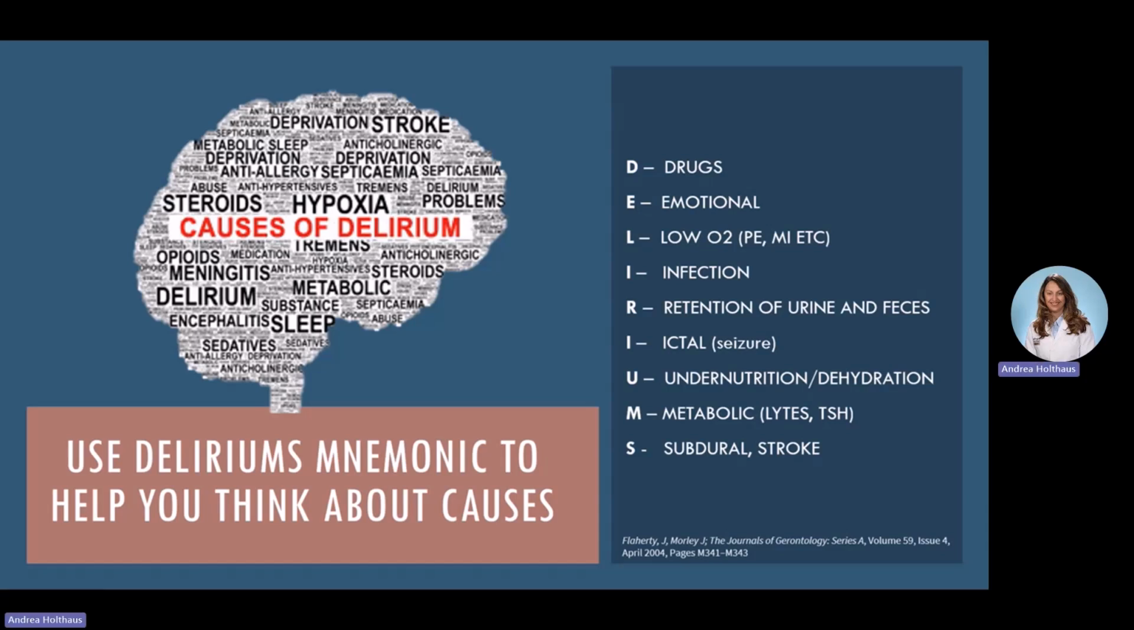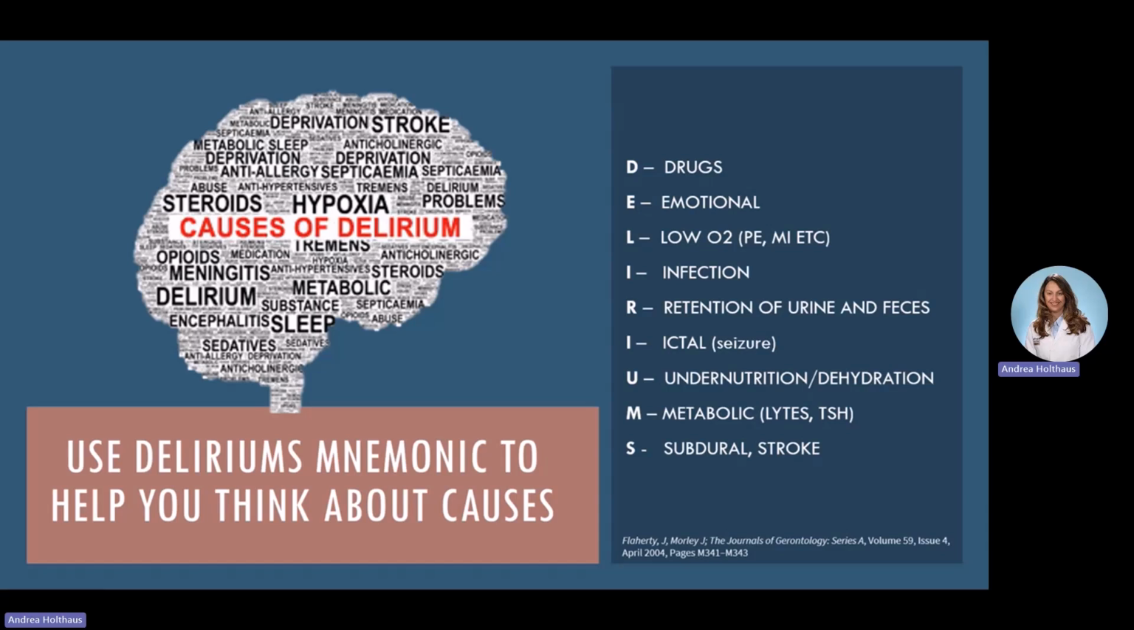Did they just get a medication and become confused shortly after that? Emotional is another one, which would be depression, can sometimes be confused for delirium. Low oxygen, is it a blood clot or do they have a heart attack? Is there an infection? Do they have a UTI? Are they retaining urine or retaining stool? Did they have a seizure and this is a postictal state?